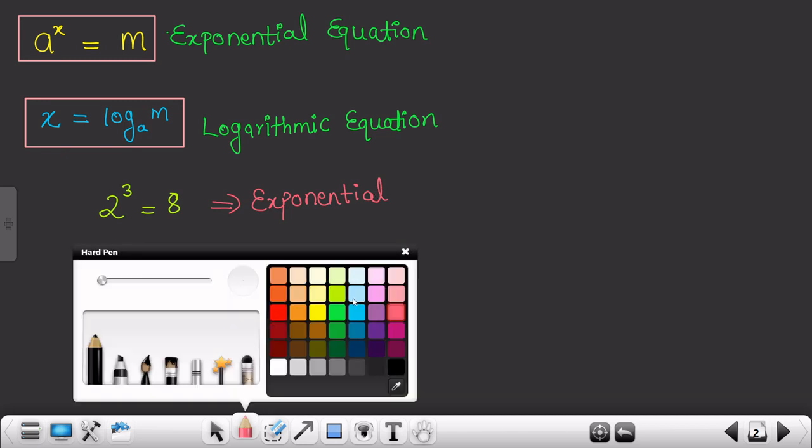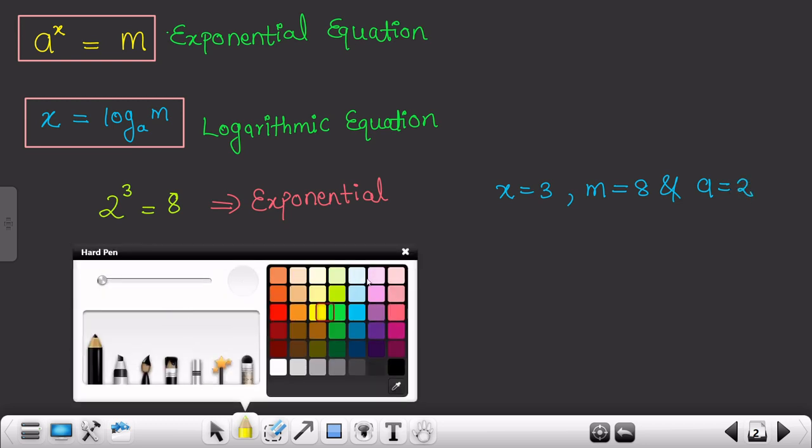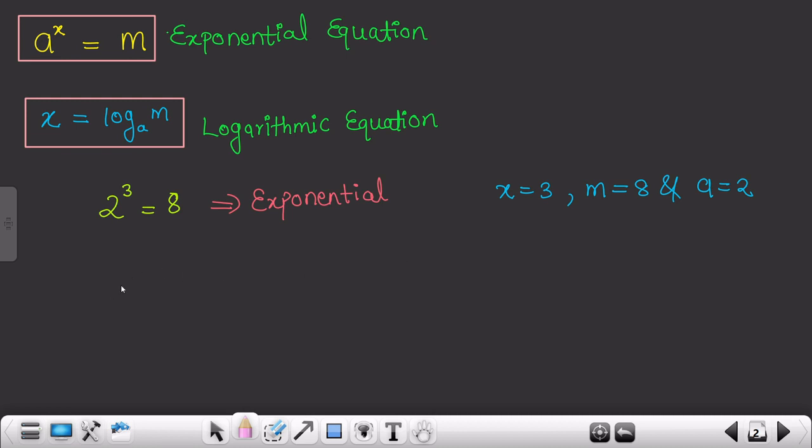As you can see above, here x is equal to 3, m is equal to 8, and we have another term, a, and here a is equal to 2. So based on this equation, we can write it as 3 is equal to log 8 to the base 2.